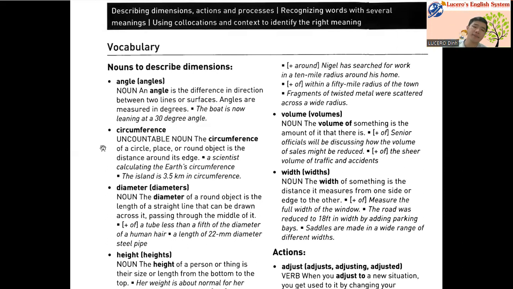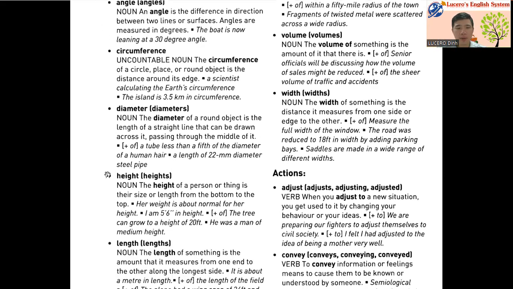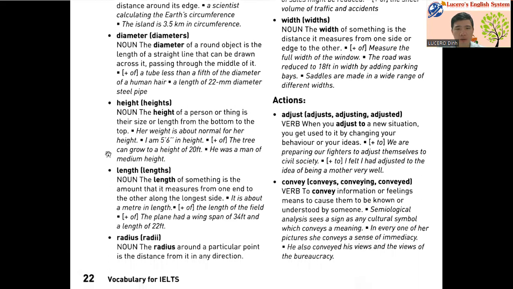Number four, height. Height is a noun. The height of a person or thing is the length from the bottom to the top. For example, her height is about normal for her height. I am 5.6 in height. The second example is the tree can grow to a height of 20 feet. And the last example, he was a man of medium height.